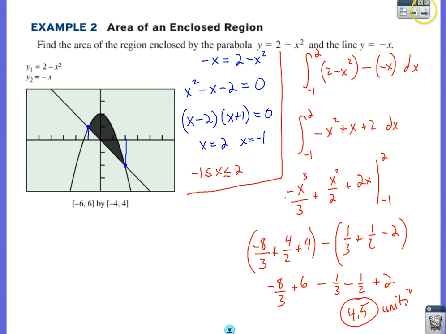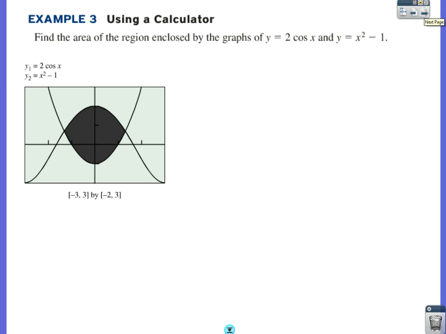All right, what's next? It says find the area of the region enclosed by the graphs of y equals 2 cosine x and y equals x squared minus 1. Okay. Again, this is a great one to do on your calculator, and we'll show you how that works. Why? Because if I was going to set this up the same way, 2 cosine x equals x squared minus 1, that one you can't really do too easily.